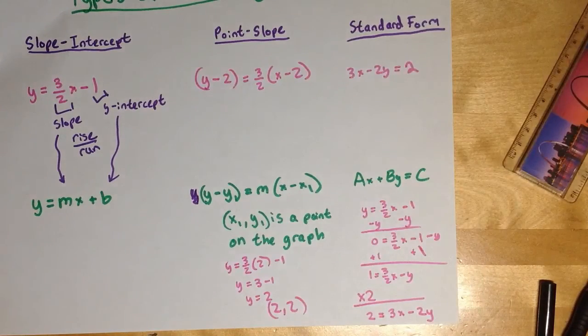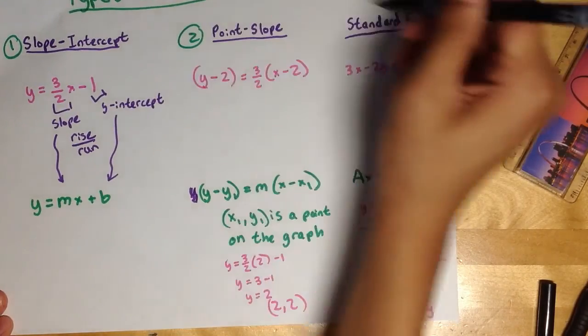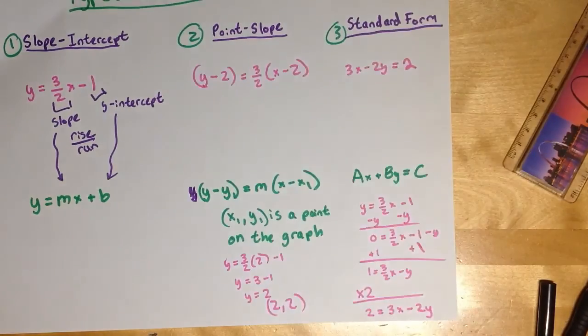So these are your three forms of equations, ranked basically in order of how useful they are, right? So most useful, second most useful, third. So that's that, and I hope that was helpful.